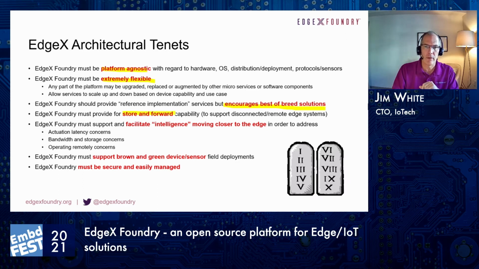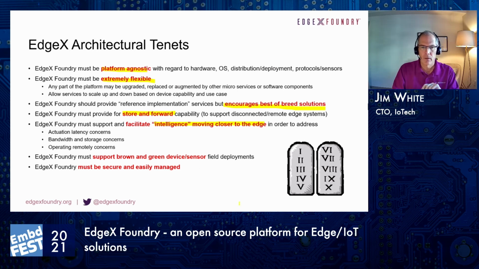Again, we have to offer store and forward, as I mentioned, for those two critical reasons, historical backlook as well as being able to store and forward. Not all edge systems do that. Some edge systems require you to be connected 100% of the time. EdgeX does not. And we facilitate intelligence moving closer to the edge. Because of latency concerns, because of bandwidth concerns, because of operating costs, you may need to have as much done at the edge as possible.